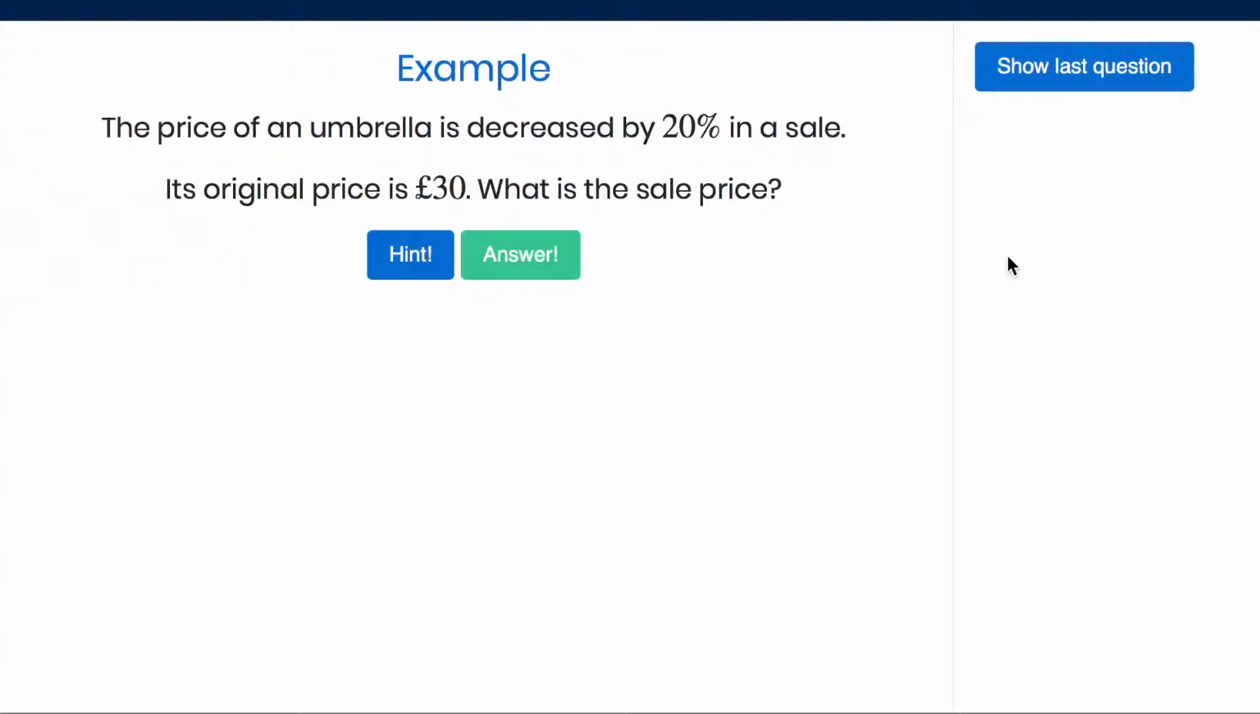In this video, we'll learn how to calculate percentage increases and decreases using decimal multipliers. You'll need the calculator for this lesson. Right, here is an example.